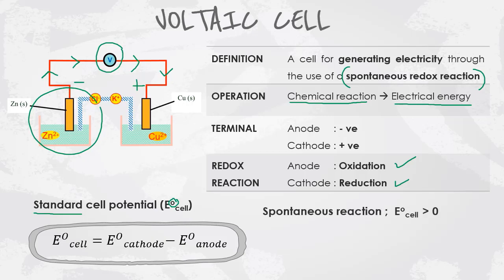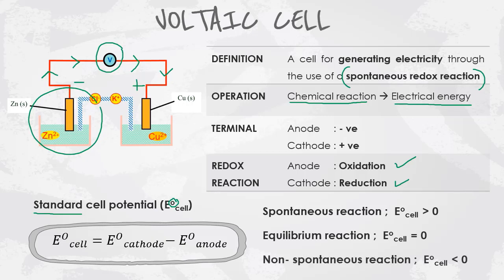If we have E° cell greater than 0, it means we're going to have a spontaneous reaction. The electrodes can initiate the reaction on their own. If we have E° cell equal to 0, it means the reaction is in equilibrium. And lastly, if the E° cell is less than 0, it means we're going to have a non-spontaneous reaction.